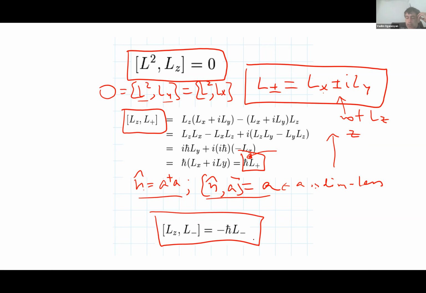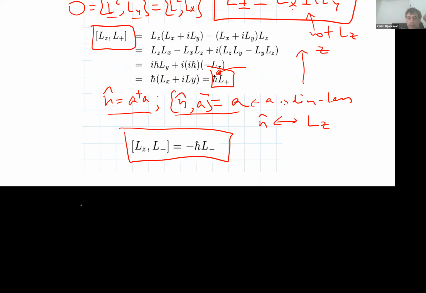Okay, so L minus has a similar sort of story with Lz. And so what you see is that already you can see that Lz might play the role of the counting operator. In the same way that with the harmonic oscillator, n was an integer on eigenstates, we'll use Lz to label eigenstates as integers.